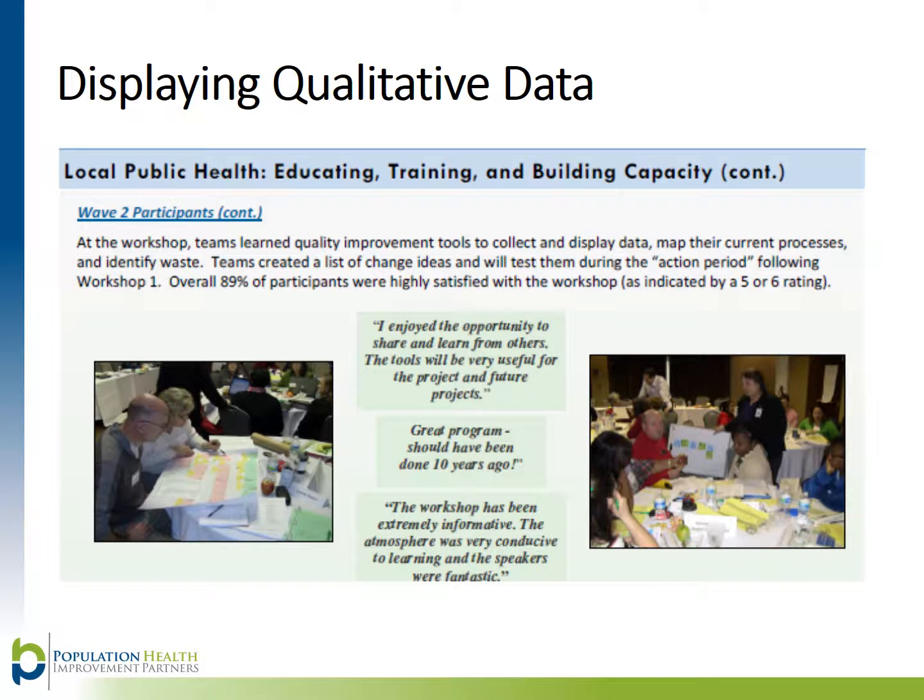Here's an example of combining the two types of data. This is an excerpt from a newsletter article about a QI workshop we conducted. Note that in the text of the article, we mention 89% of participants were highly satisfied with the workshop, and we explain how we got this percentage. Then, between the pictures, we added quotes that came directly from participants to give the reader an idea of why these participants were highly satisfied. The quantitative gets to what and the qualitative gets to why, which adds richness to your data.